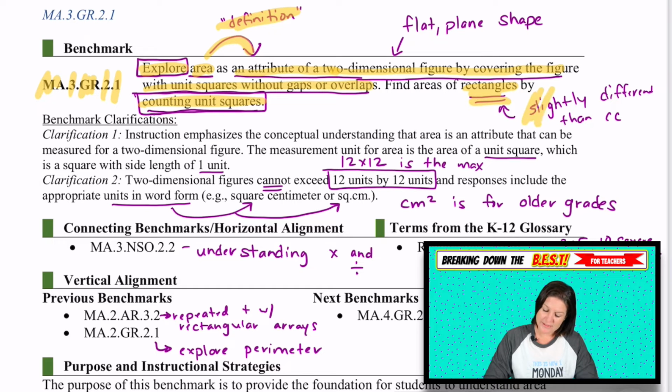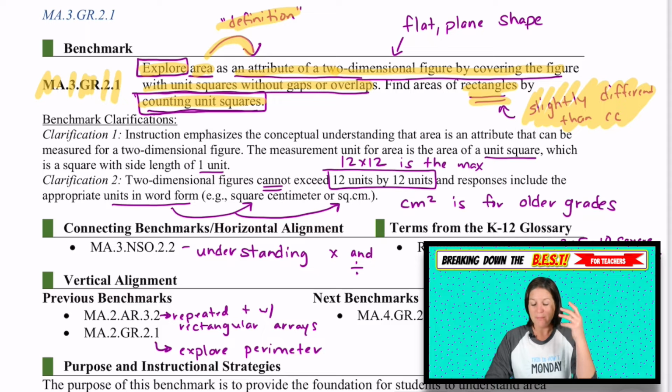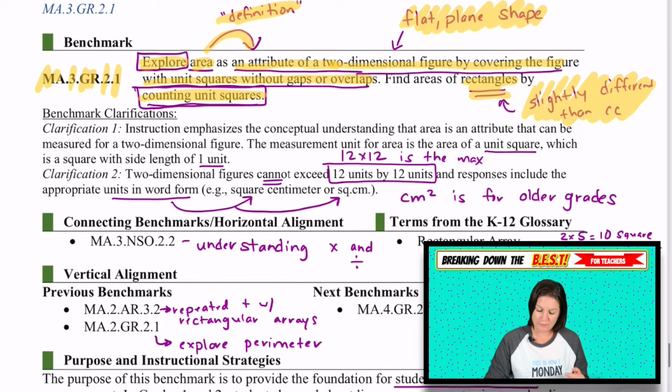And I wrote here that this is slightly different than CC, or the Common Core standards, because in the Common Core standards, this particular version where we're counting the squares was not limited to rectangles. But in this standard, in the B.E.S.T standards, they are. And also that a two-dimensional figure is a flat plane shape. So you can make that note if you'd like to.